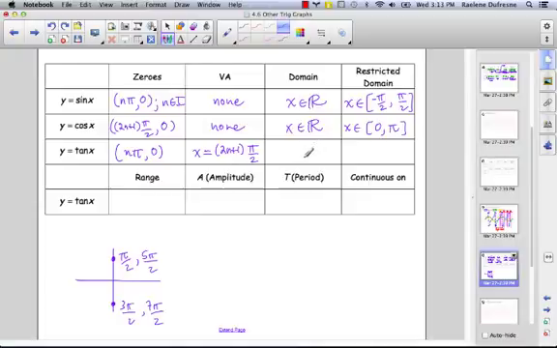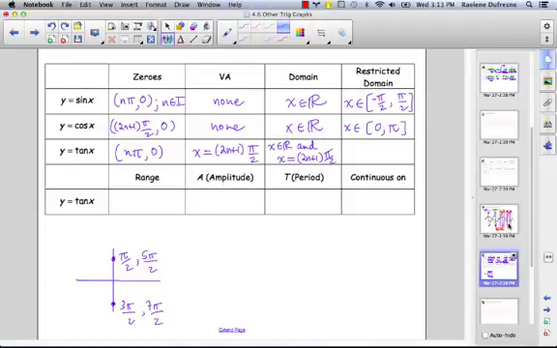The domain excludes the vertical asymptote values, so x is contained in the reals, and x is not equal to 2n plus 1 times pi by 2. Recall that the domain is the set of x values that makes y defined. When x is these values, the cosine x is 0, but the sine x is not 0, so the tangent quotient is non-zero over 0, or undefined at these x values.